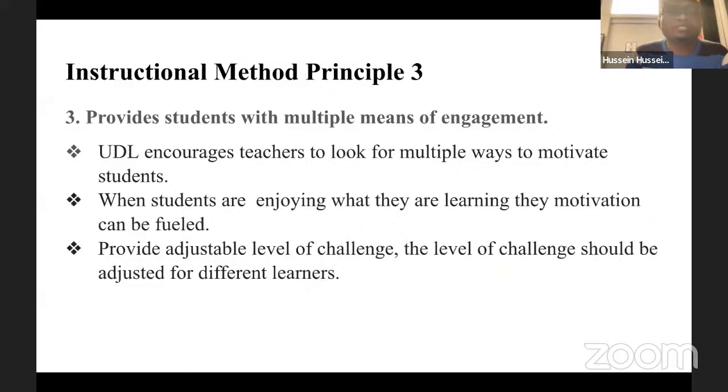Sasa instructional method number 2 or principle number 2 inasema provide students with multiple means of engagement. UDL encourages teachers to look for multiple ways to motivate students. Darasani mwalimu ukiingia, tafuta mbinu za kuwafanya watoto wa engage katika lesson yako. Sio unakuja na njia moja tu. Kila siku wewe ni kuwapa watoto group discussion, presentation. Group discussion, presentation. Sometimes fanya njia nyingi.